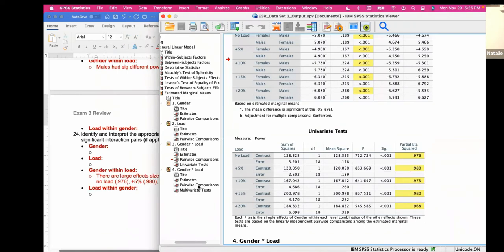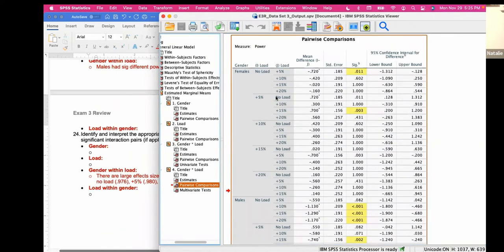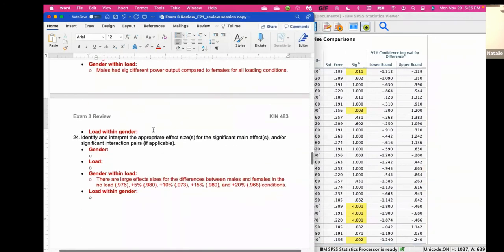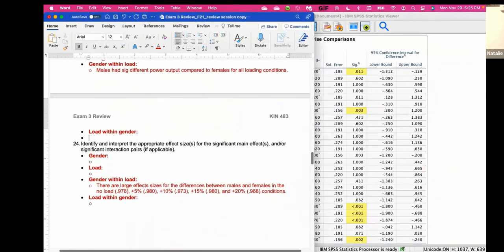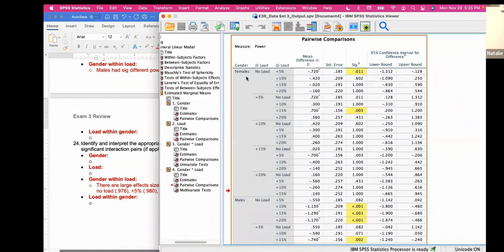The other set of pairwise comparisons is going to be looking at significant differences between our loading conditions within genders. And again, if I'm going too fast, you can always come back to the recording just to double check to make sure you got everything. And here we could see within the females, no load was significantly different from the 5%, and 5% was significantly different from 15%. So just two pairs.